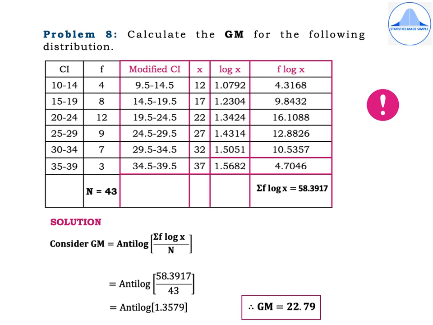16.1088, 12.8826, 10.5357, 4.7046. And you get summation f log x as 58.3917. Under solution, start with consider GM equal to antilog summation f log x by capital N, which is equal to antilog of 58.3917 divided by 43, which is equal to antilog of 1.3579, or GM is equal to 22.79.